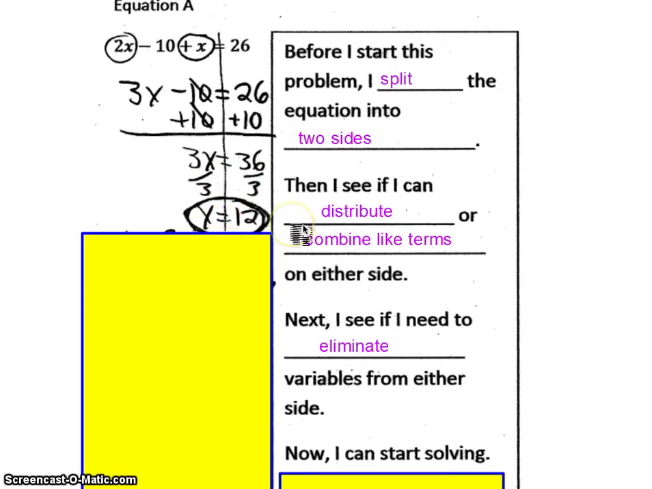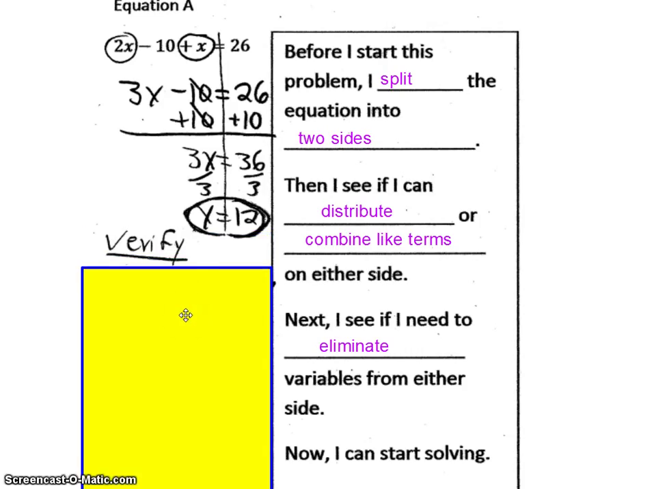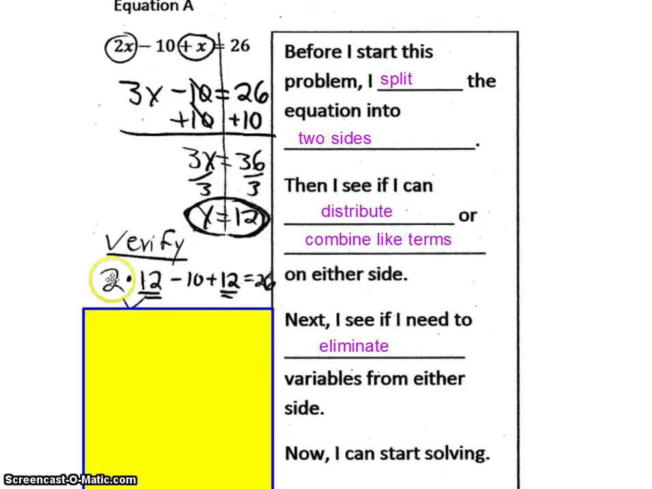So take a minute to pause the video and write down whatever notes you need from this. Okay, so of course we have to verify. I take the original equation, 2x minus 10 plus x equals 26. You can see both my x's have been replaced, substituted.